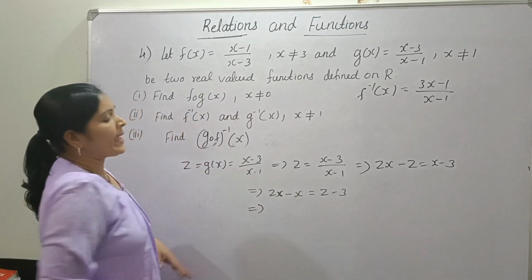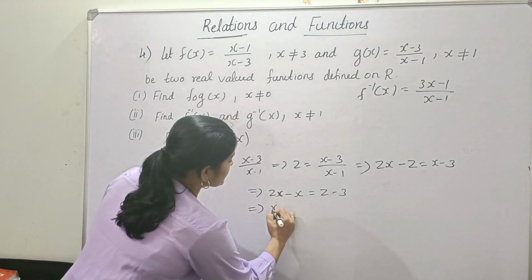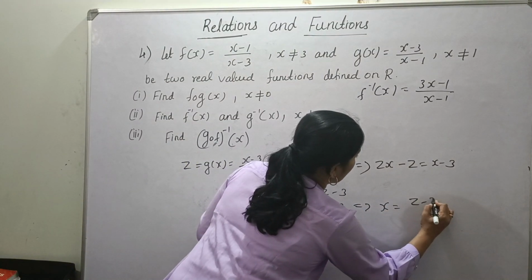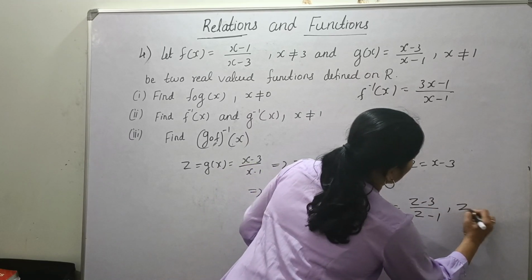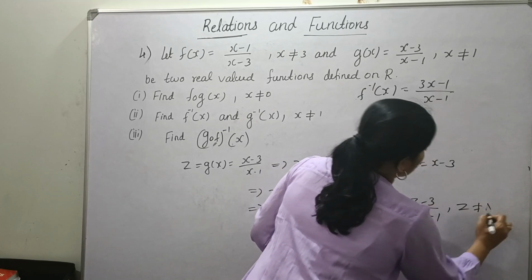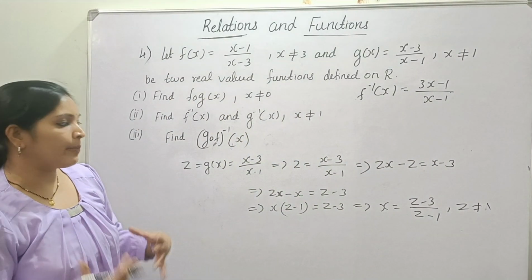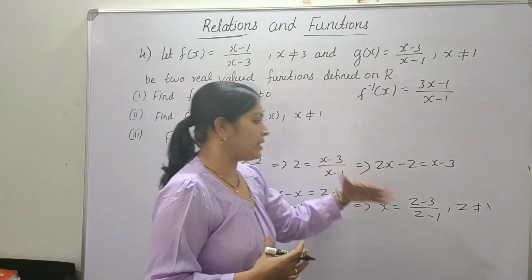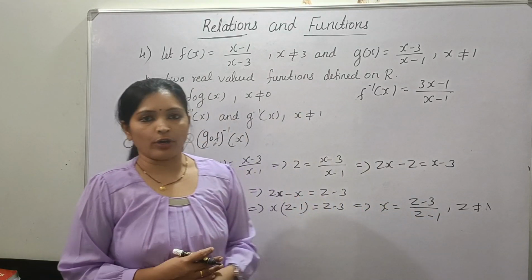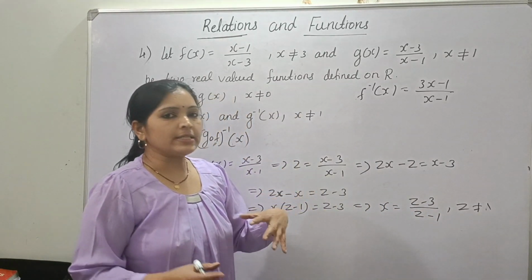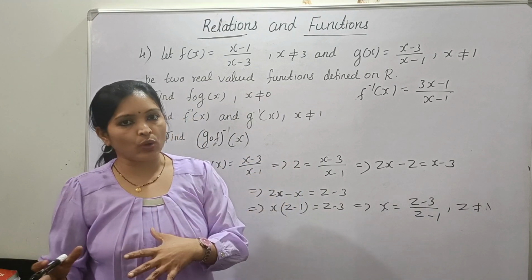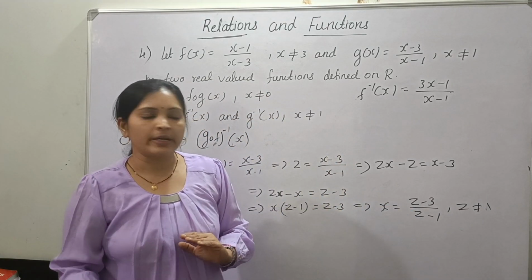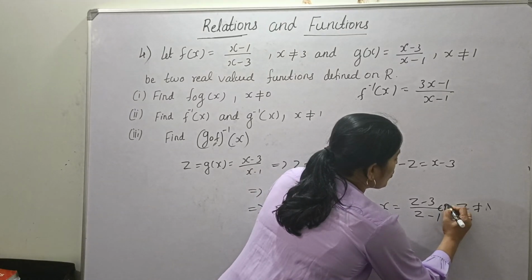And here also x is common in both terms. Let us take it out. x into z minus 1 is equal to z minus 3. That implies x is equal to z minus 3 by z minus 1, z not equal to 1. See, here also we have got an element from the domain of g. We have to check whether it is in R or not. Our function is defined on R, right? That is g from R to R. Therefore, if you substitute any real values for z, we will get another real value. Therefore, we can say it belongs to R.